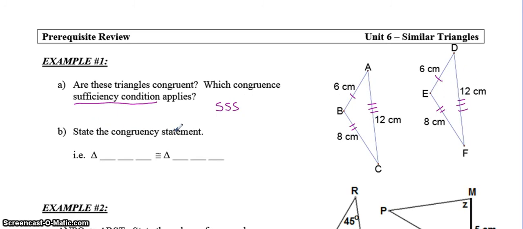And you have to state the congruency statement. The order of the letters matters. So start with any letter, such as A. From the A, we go down the 6 side to get to B, and then we go down the 8 side to get to C. So that means you have to do the exact same thing in this triangle. We're starting at A, which is between the 6 and the 12, which means we have to start with D. Then we have to travel down the 6 side to get to E. Then we have to travel down the 8 side to get to F.